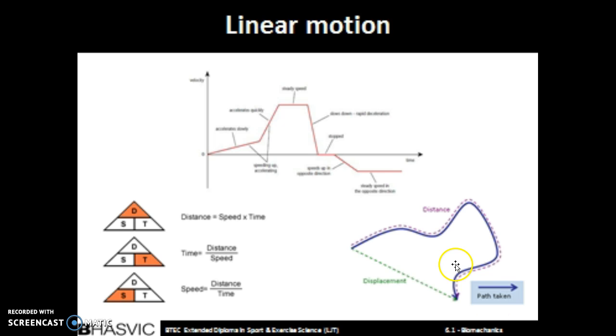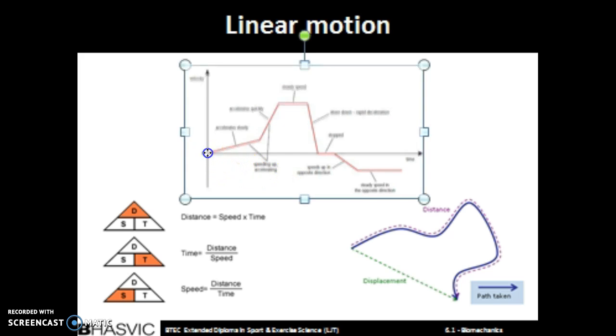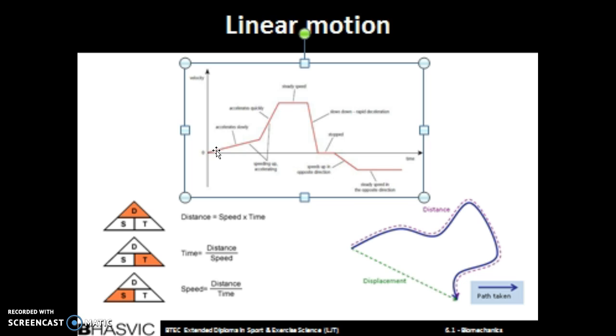So as you can see on the graph, if we relate this to basketball, this could be someone moving around the court and running down towards the basket to shoot, so then they speed up to try and get in a good position. At this flat line, when it's a constant speed, they could just be moving around to create space.